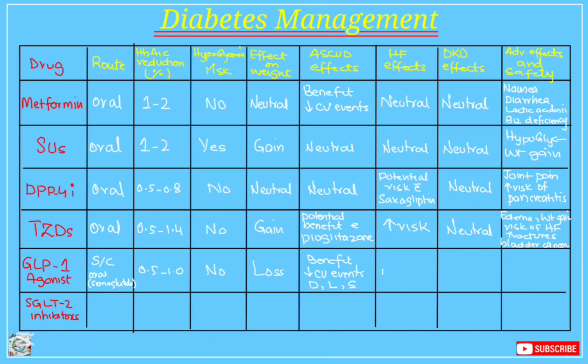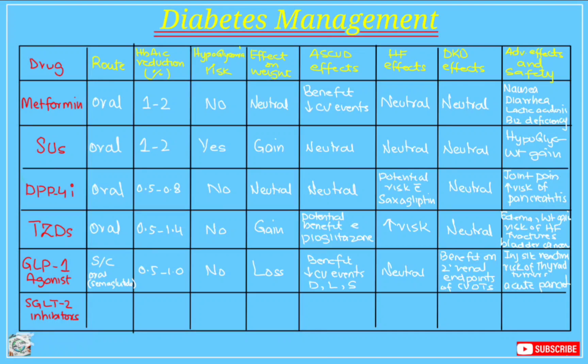They don't have a big impact on heart failure, but they do show benefits for kidney disease in certain trials. Side effects, yes, they do have some, and they can cause injection site reactions, a possible risk for thyroid cancer, and acute pancreatitis. Another important class of medications are the SGLT2 inhibitors.